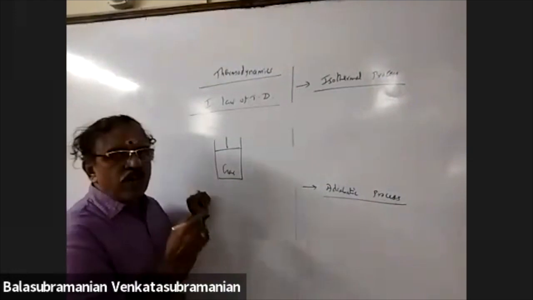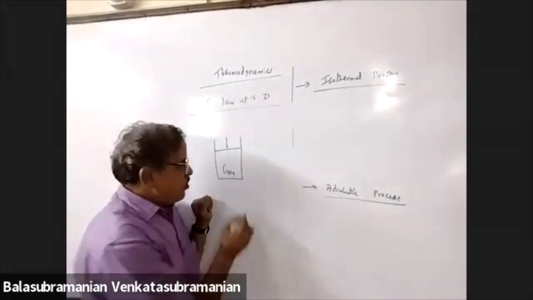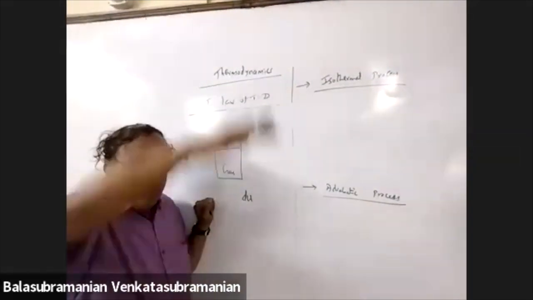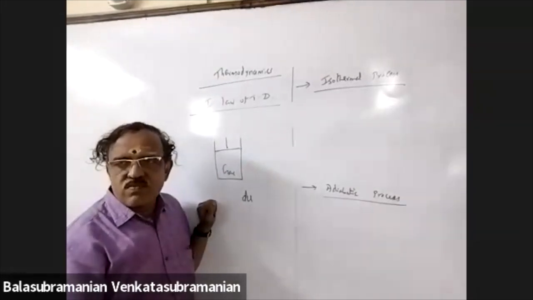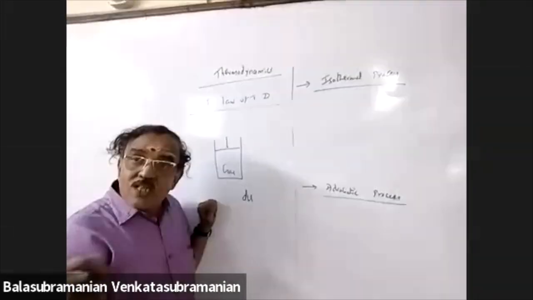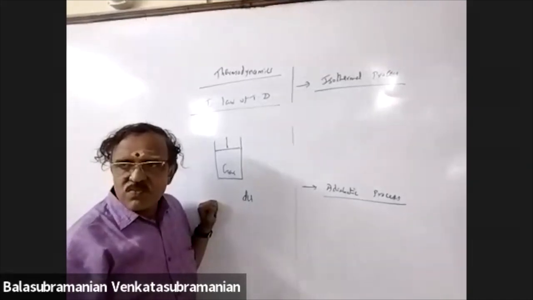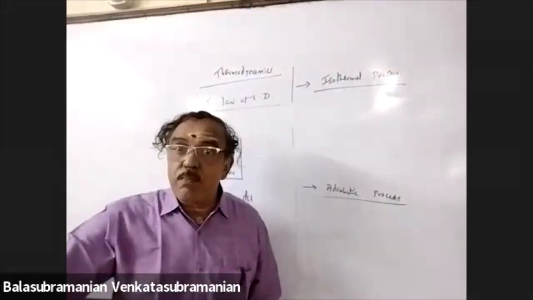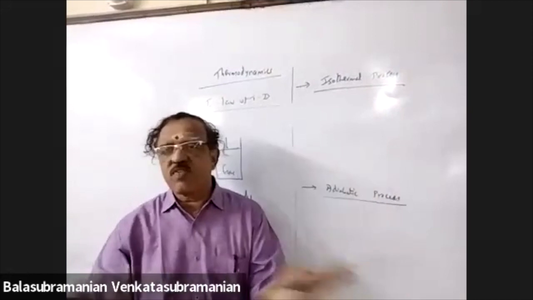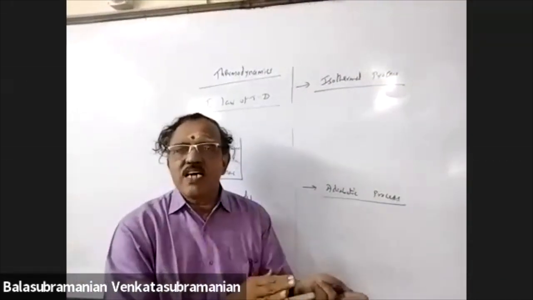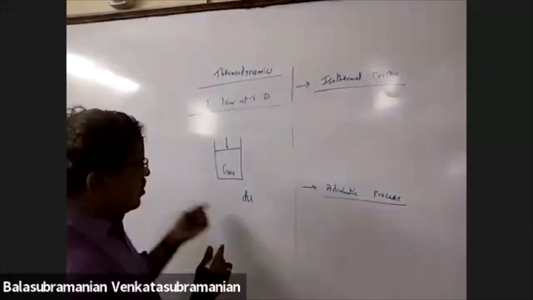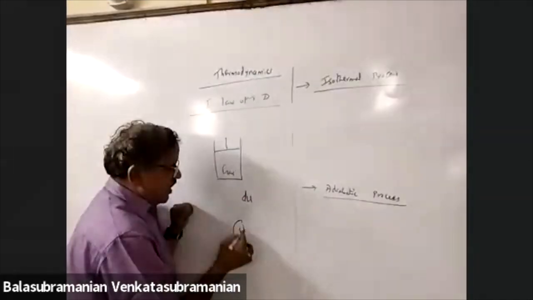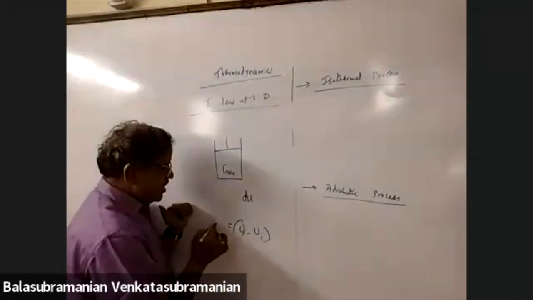The gas molecules present inside the container possess some internal energy, U. When you push the piston downwards, work is done on the gas. Correct? When the gas is pushing the piston upwards, work done by the gas. You know the difference between these. Work done by the gas, work done on the gas. So, dU is the change in internal energy. Final internal energy minus initial internal energy.